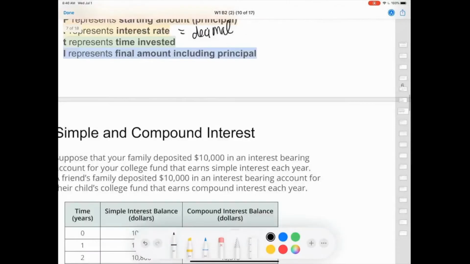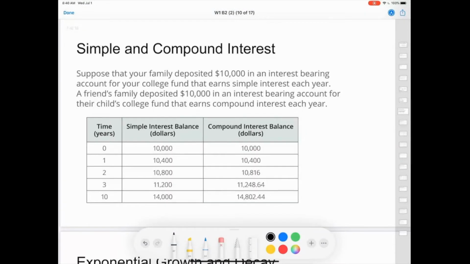Okay, so here's just a problem. It says, suppose that your family deposited $10,000 in an interest-bearing account for your college fund that earns simple interest each year. A friend's family deposited $10,000 in an interest-bearing account for their child's college fund that earns compound interest each year. So the first account is a simple interest account, and the second one is a compound interest account. In the comments, go ahead and type in what account you would prefer. Would you prefer for your money to be in a simple interest or a compound interest account?